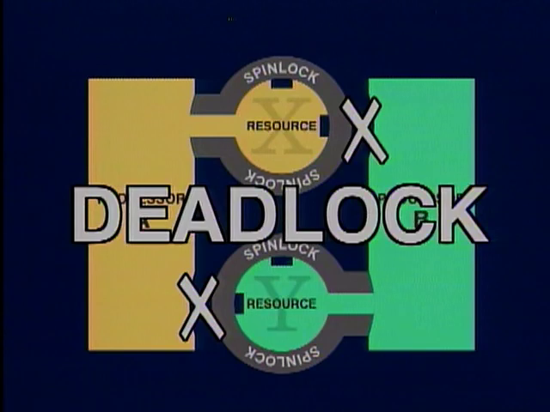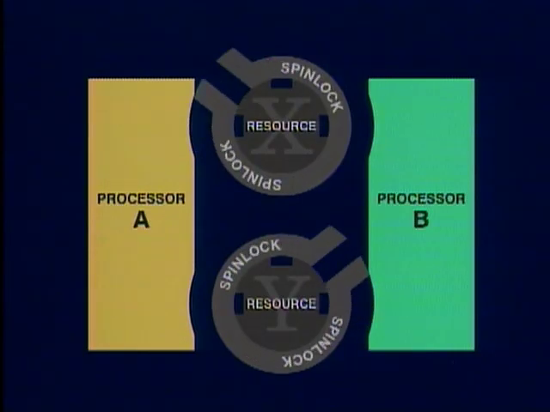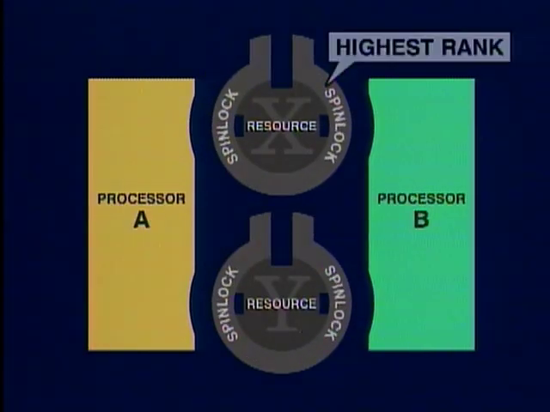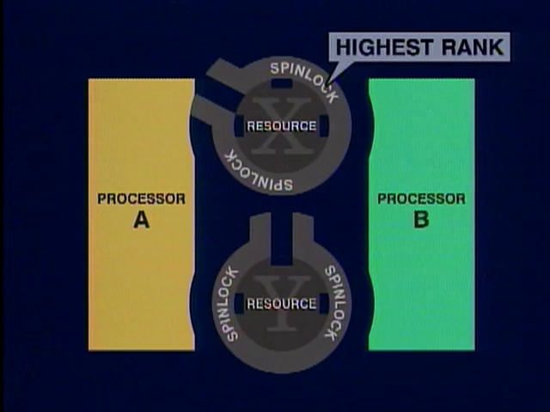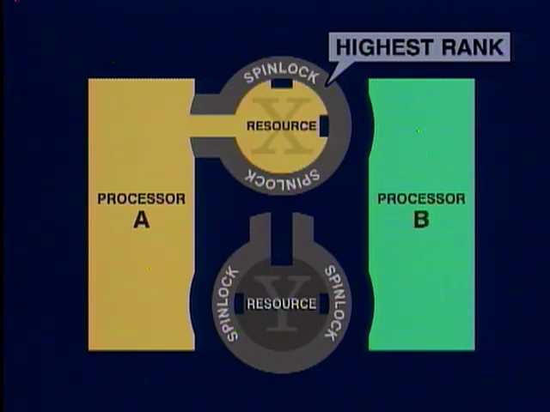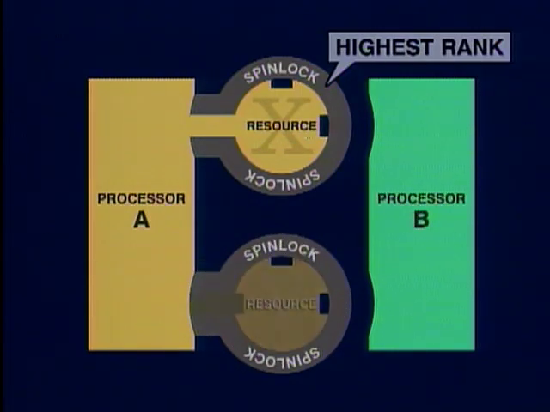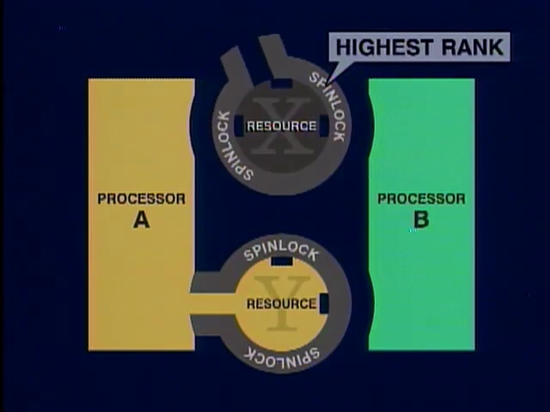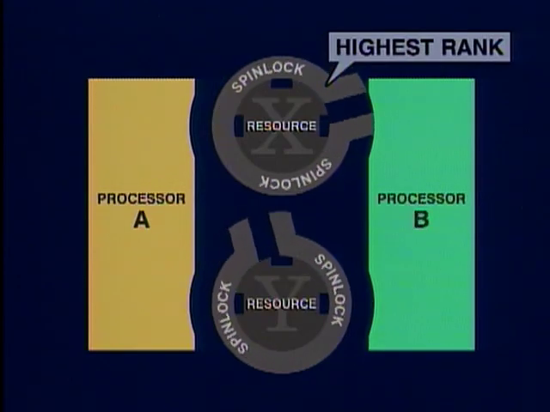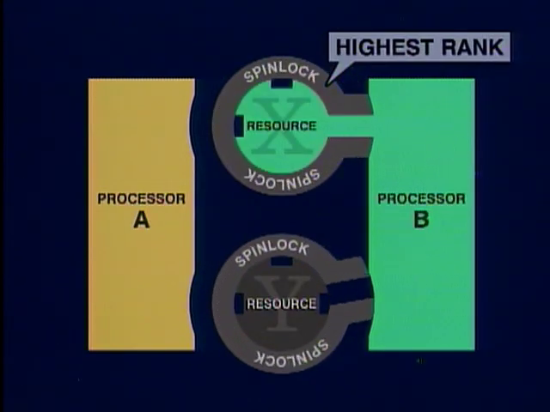Each spin lock has a rank associated with it and must be acquired in order of increasing rank. In our example, we can see that resource X has the higher rank of the two. Remember that processor A acquired resource X first. Processor B has not only been locked out of resource X, it can't acquire resource Y either, because it must acquire resources in order of rank. Therefore, it needs to acquire resource X before it can acquire resource Y. Thus, with this ranking system, deadlock is prevented.